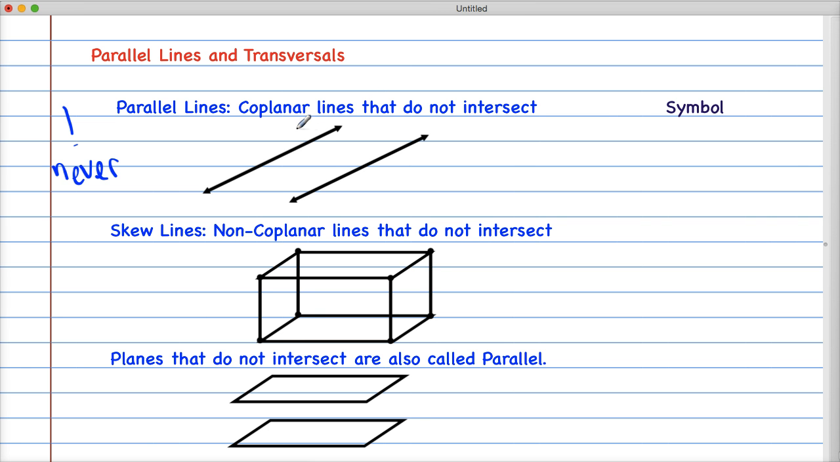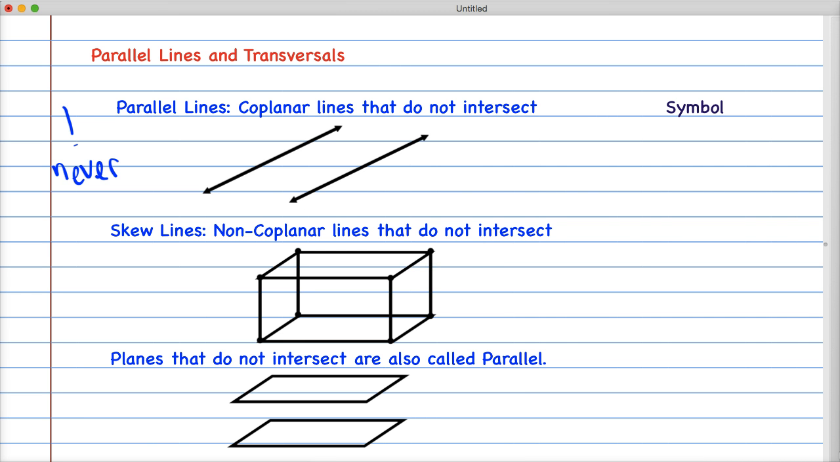Okay? And it's important to note that they're coplanar, right? So when we think of parallel, we think of two streets that are right next to each other that will never cross, right? Because the next concept, the skew lines, are going to be non-coplanar. Okay, so parallel lines are coplanar lines that do not intersect.